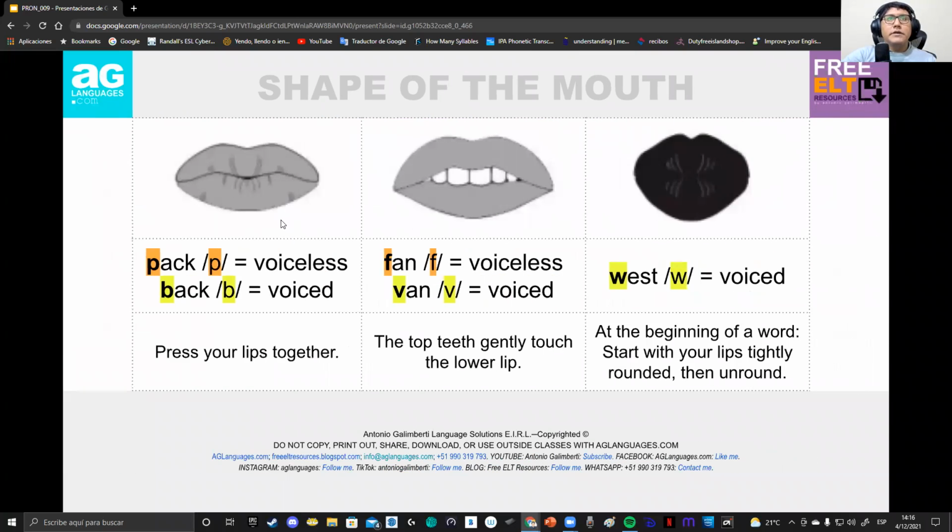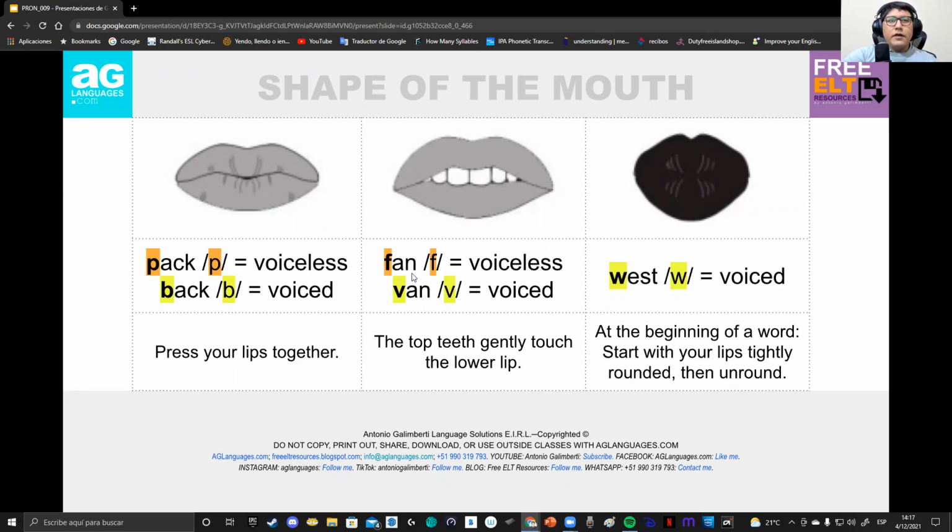All right. So here, let's pay attention to the shape of the mouth. See? Of the mouth. So pack, voiceless. Back, voiced. So my lips are closed. Pack, back. Or the other way around, maybe the word backpack is a good example. Backpack, back, my lips are closed. Pack, backpack.